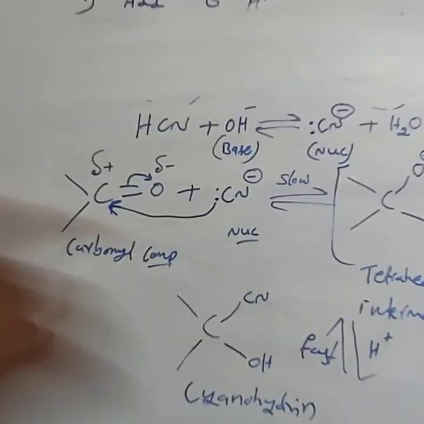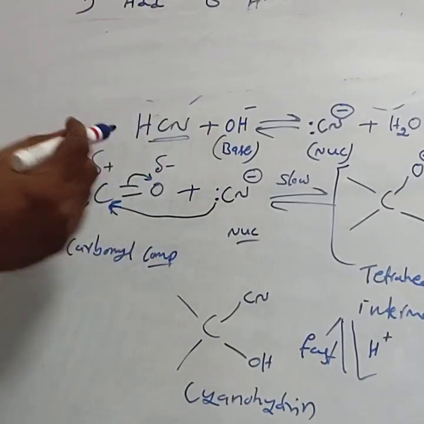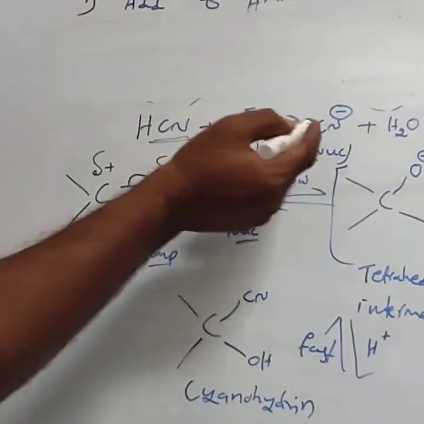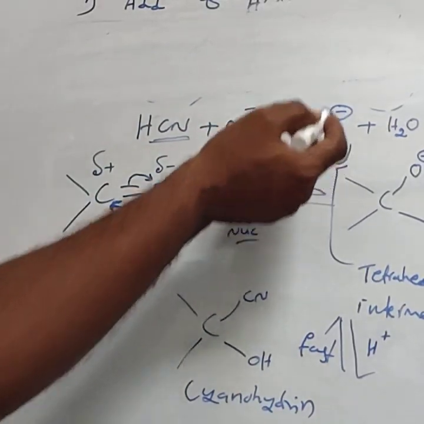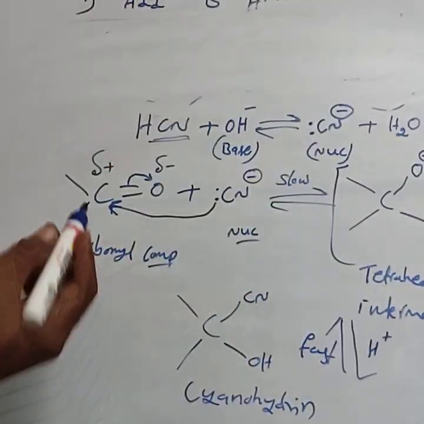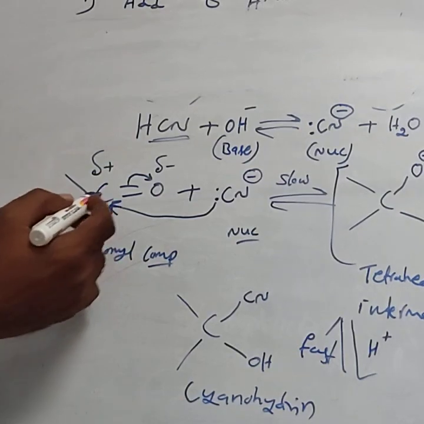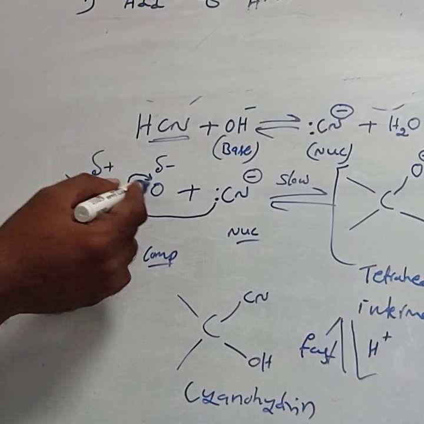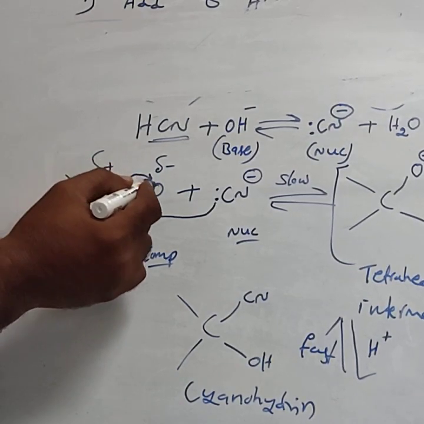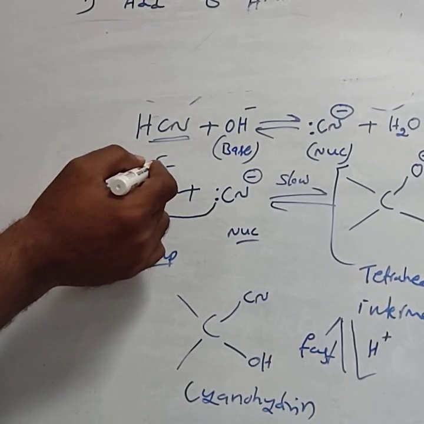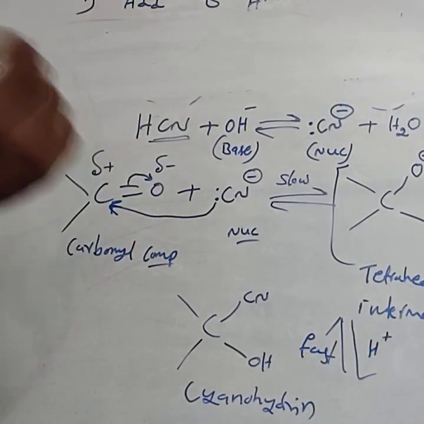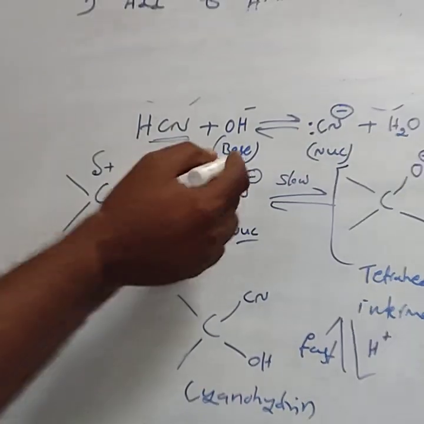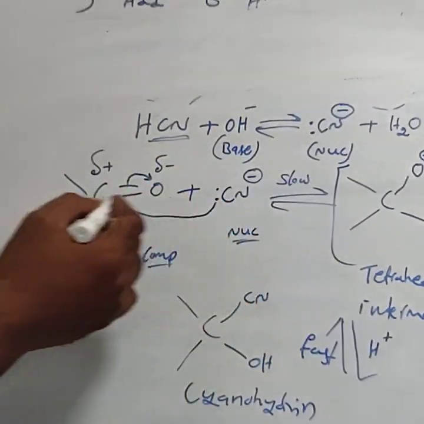That mechanism step: HCN, hydrogen cyanide, with OH minus, a base. This forms a strong nucleophile, CN minus, plus water. Then you take the carbonyl compound, C double bond O. Due to the more electronegative nature of oxygen, the pi electrons move towards the oxygen, which carries delta minus, and carbon gets the delta plus. To this electrophilic center, the nucleophile CN minus gets added.